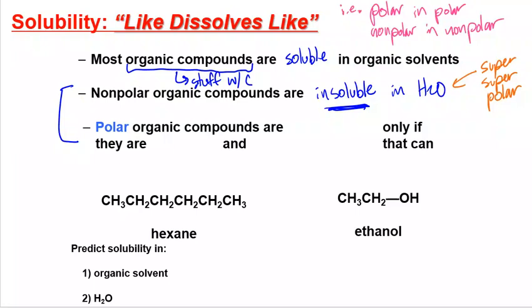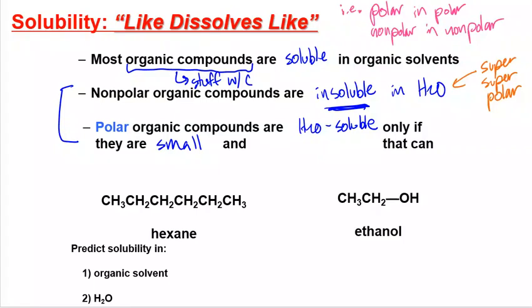Okay. Polar organic compounds, you might think that they would automatically be soluble in water because polar mixes with polar. However, that's not always the case. It has to meet certain criteria to be soluble in water. So a polar organic compound is going to be water soluble only if it is small. So we're talking probably less than 4 carbons.